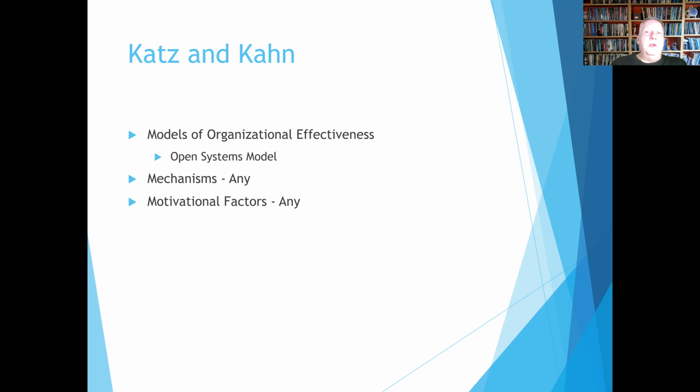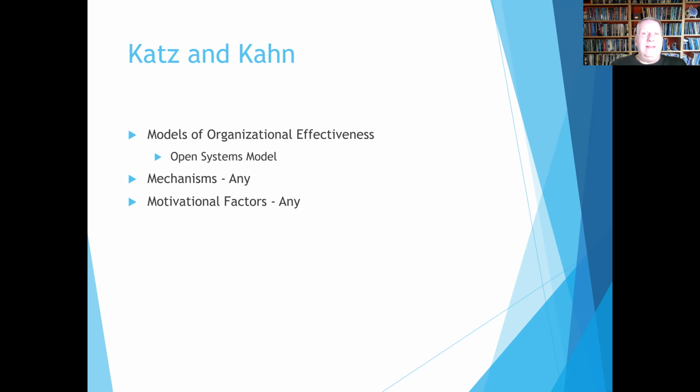The two authors usually associated primarily with open systems theory are Katz and Kahn, and you're reading their article for this week. Katz and Kahn's approach to open systems theory really values, obviously, the open systems model of organizational effectiveness. It's a very flexible and also a very external type of focus to how we study organizations and how we measure the effectiveness of those organizations.